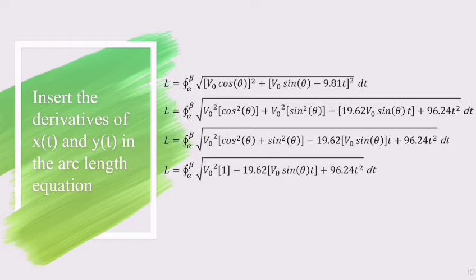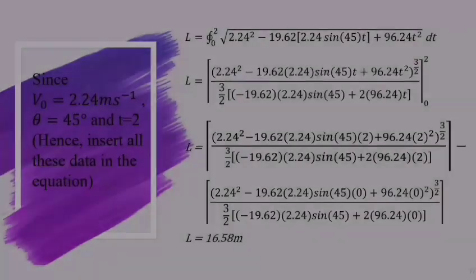After that, we insert the derivatives of x(t) and y(t) into the arc length equation, and we obtain the integration from alpha to beta of the square root of v0 squared minus 19.62 v0 sin theta t plus 96.24 t squared.